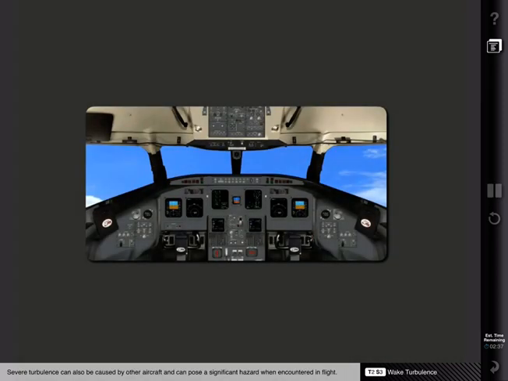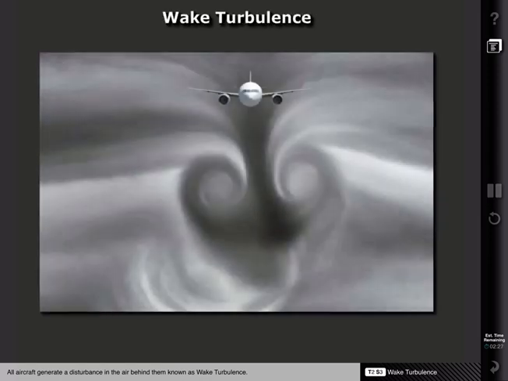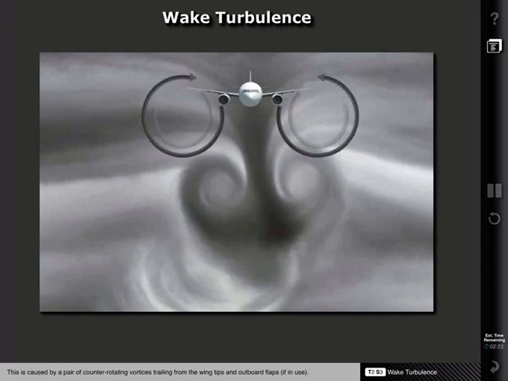Severe turbulence can also be caused by other aircraft and can pose a significant hazard when encountered in flight. All aircraft generate a disturbance in the air behind them, known as wake turbulence. This is caused by a pair of counter-rotating vortices trailing from the wingtips and outboard flaps if in use. These wingtip vortices form whenever an aircraft is producing lift and can therefore occur anytime during flight.